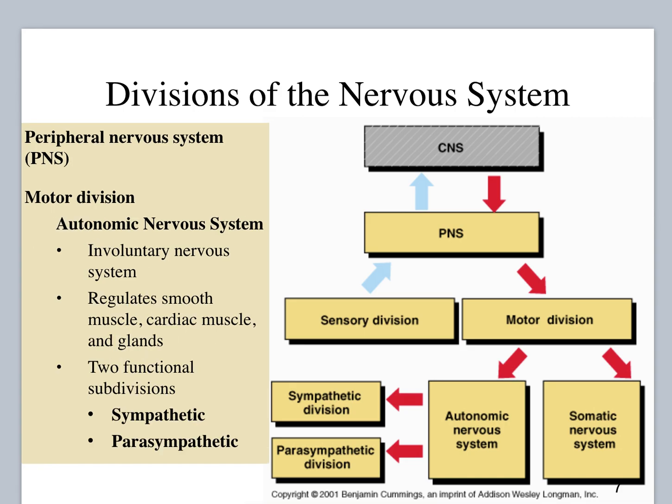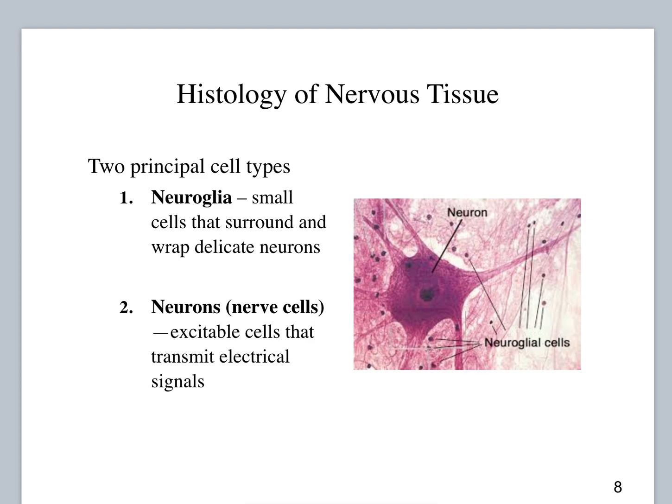As opposed to autonomic nervous system, which regulates smooth muscle, cardiac muscle, and glands autonomically. In other words, you don't have to think about your heart rate. You don't have to think about the glands secreting. You don't have to think about the digestive tract, peristalsis, and that sort of stuff. It just does it automatically. There's two divisions of the autonomic nervous system. There's sympathetic and parasympathetic. We'll discuss that more in the lecture on autonomic nervous system.